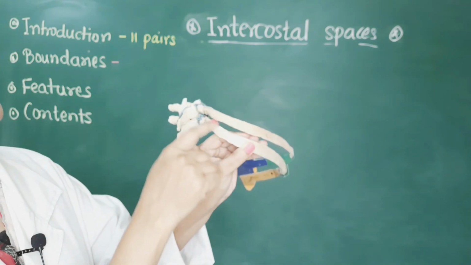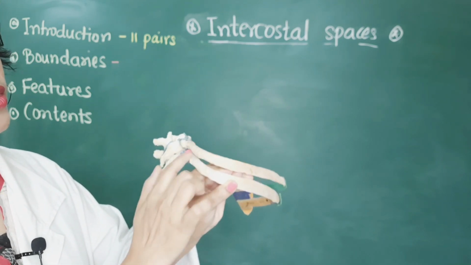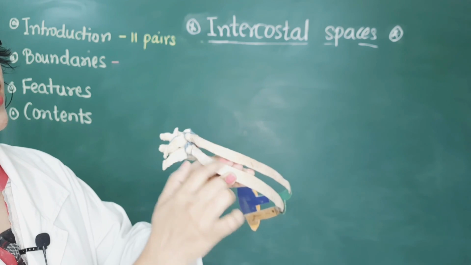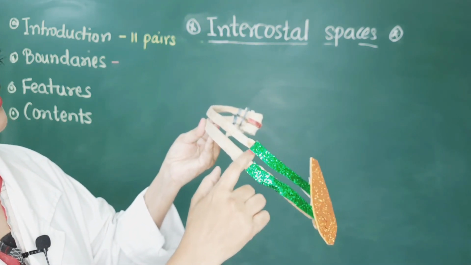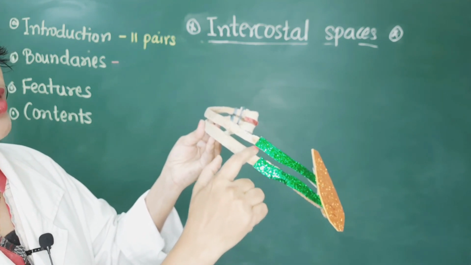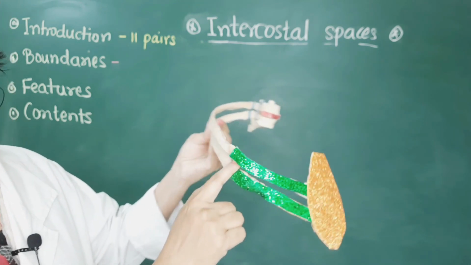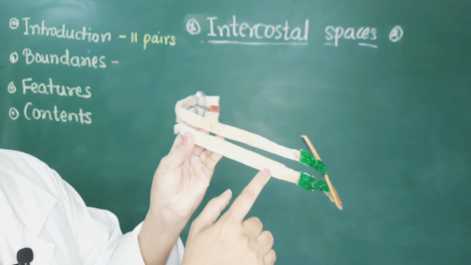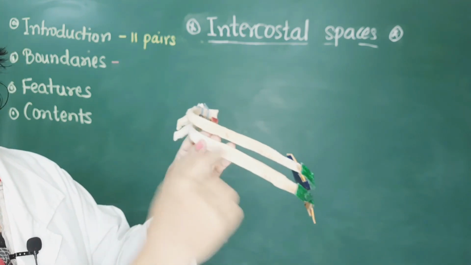The part of the intercostal space near the vertebral end, the posterior end, is narrow, while the part near the costochondral junction, the junction between the rib and its costal cartilage, is the widest part of the intercostal space. I hope this model has helped you understand the boundaries of the intercostal space.